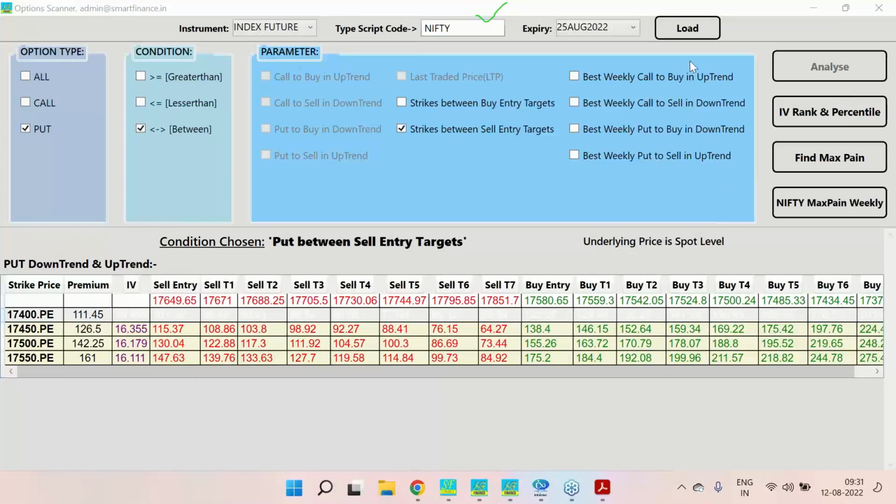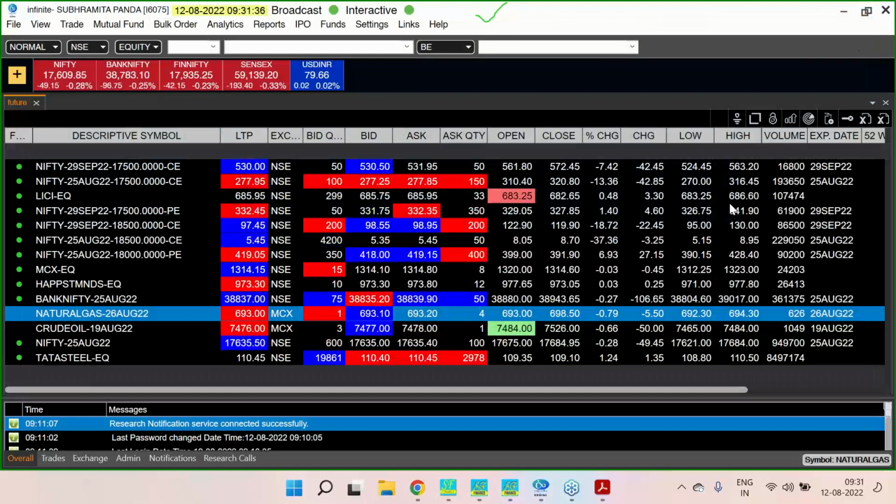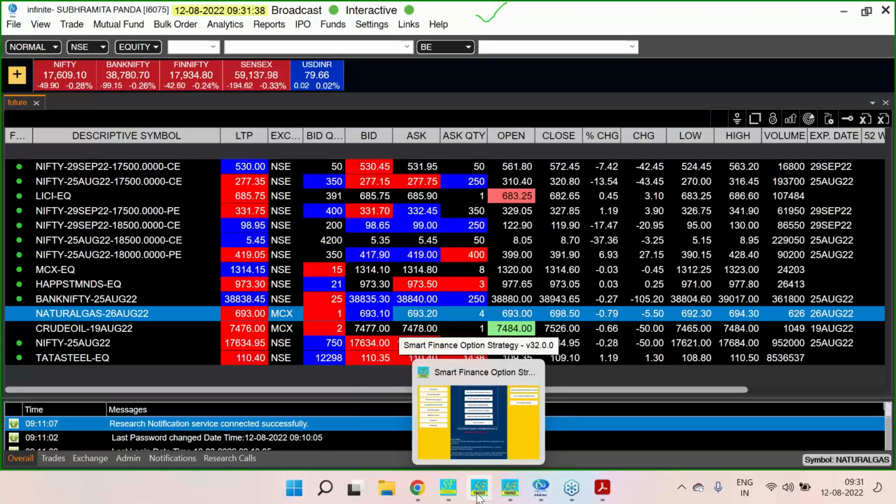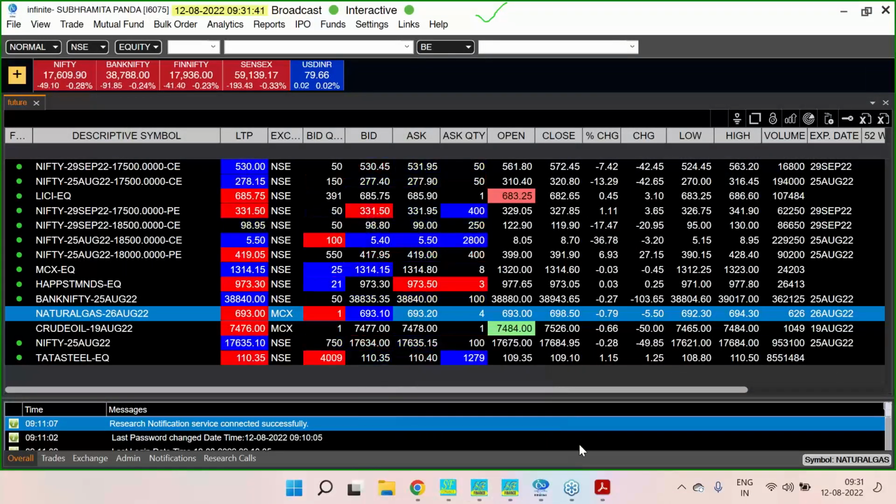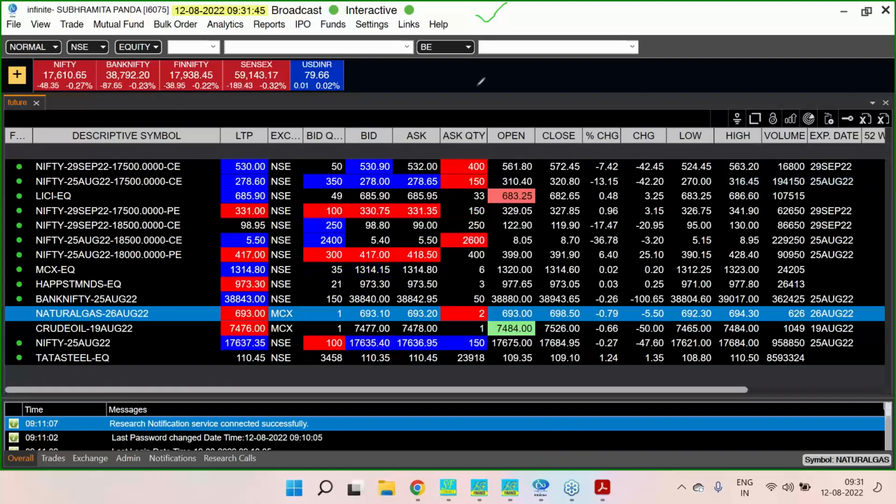This is something you have to utilize if you are using the option scanner. There is also an individual tool, where any strike of your choice you can analyze and do the trade. You can do that also. So keep it in mind.